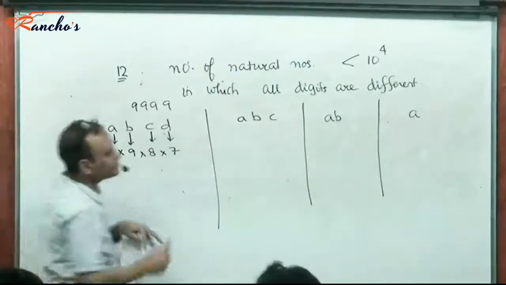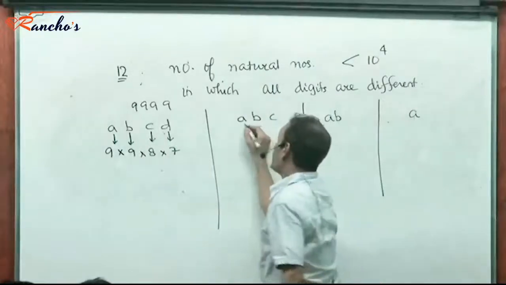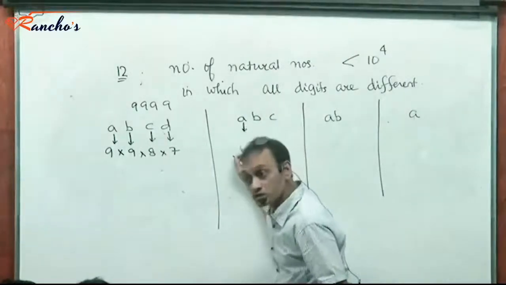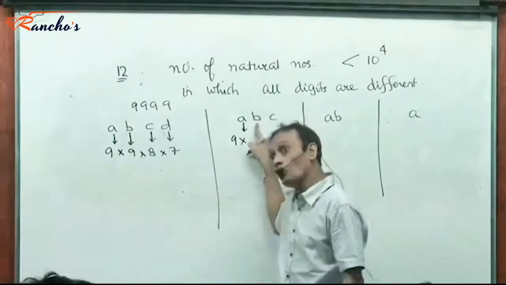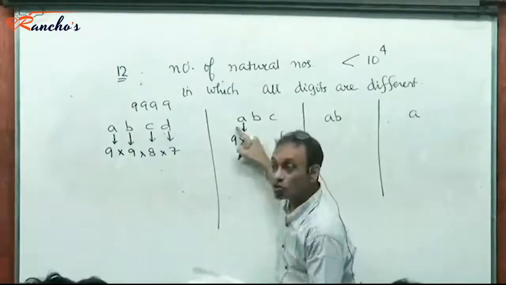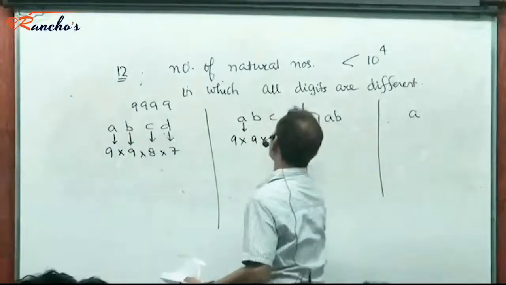Right now? All 3-digit numbers. A would be anything but 0, so A could be selected in 9 ways. B can be 0 but not what A is, so B can be selected in 9 ways. And C could be selected in 8 ways.